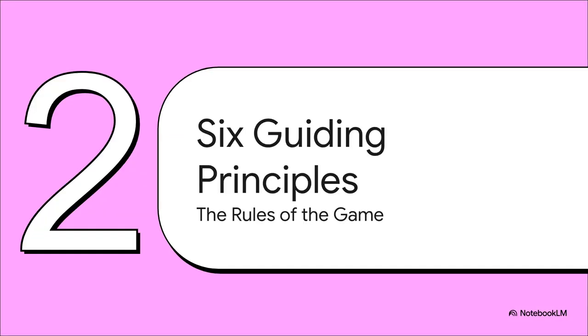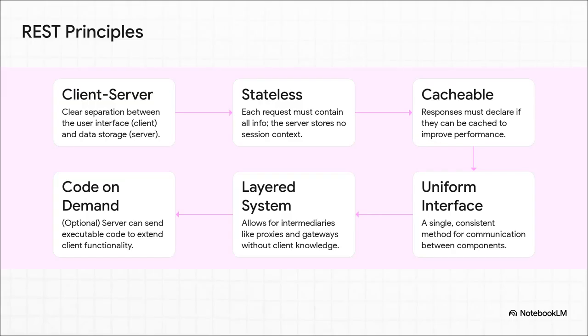So if REST is a philosophy, what are its rules? Well, for a system to be truly RESTful, it has to follow 6 guiding principles. And these aren't just suggestions, they are the constraints that give REST its power and its scalability. Let's focus on the 2 most important ones here. First, stateless. This means the server completely forgets about you after it answers your request. Every single request has to contain all the information needed to process it.